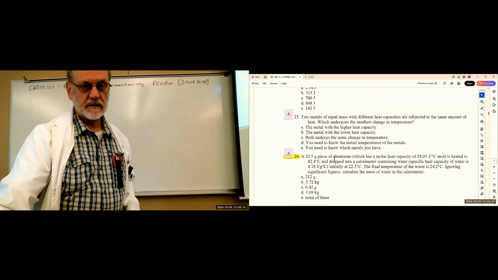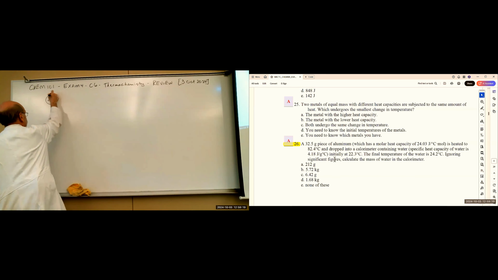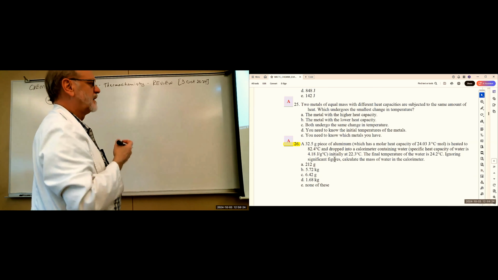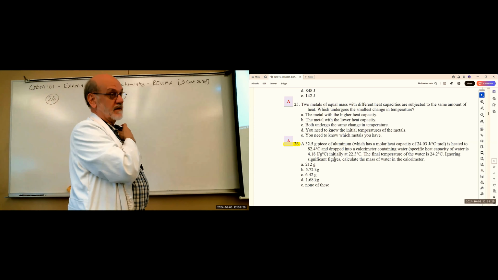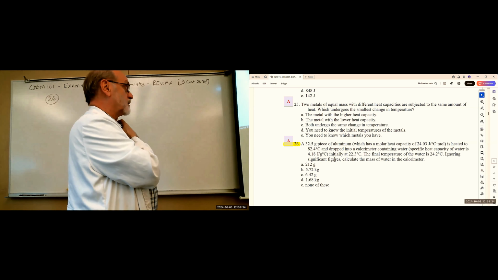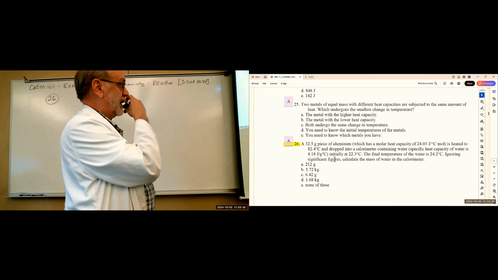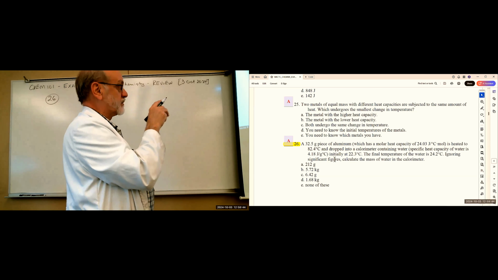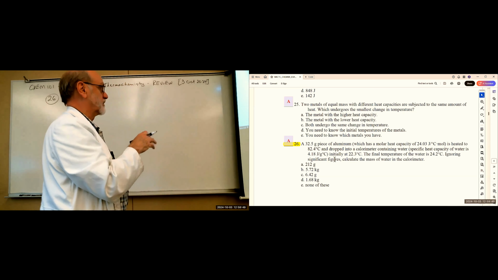All right. 24.26. A 32.5 gram piece of aluminum with a molar heat capacity. All right, so this is not specific heat. This is molar heat capacity. Instead of grams, it's in terms of moles. It's heated to 82.4 degrees and dropped into a calorimeter containing water with that specific heat, initially at 22.3. Final temperature is 24.2 degrees. Calculate the mass of water in the calorimeter.